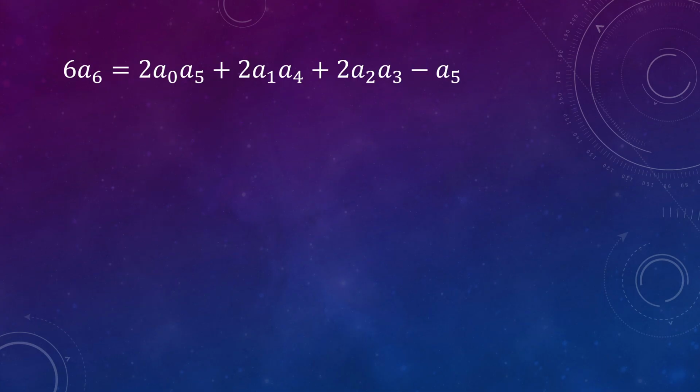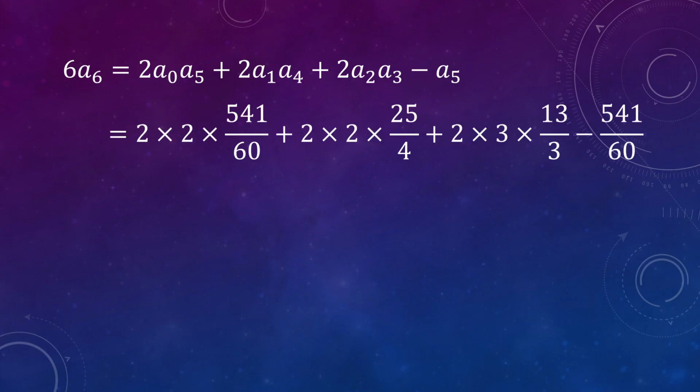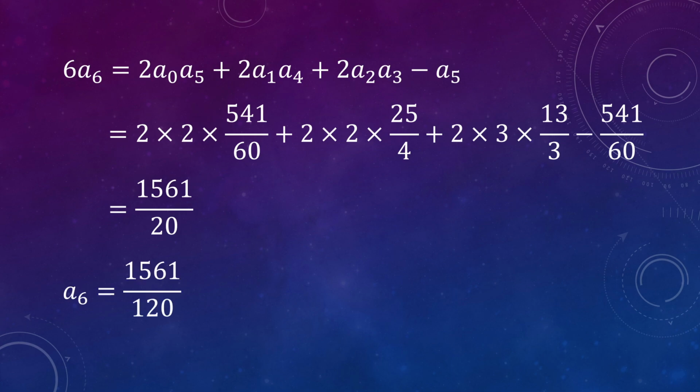Now 6 times a6 equals this. So substituting the values of a0 up to a5, we get this, which when simplified will become 1561 over 20. So 6 times a6 equals 1561 over 20. So a6 will be equal to 1561 over 120.